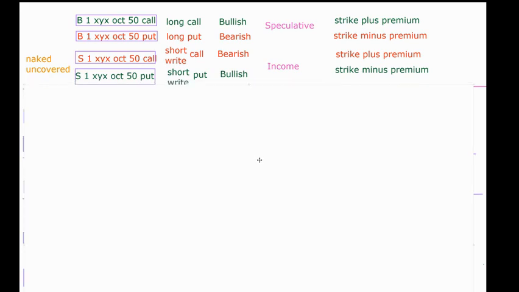It's naked or uncovered. So we're going to sell an XYZ 50 put. It's short, write a put. It's bullish. You're doing it for income, and you do strike minus premium. So let's go over this again.